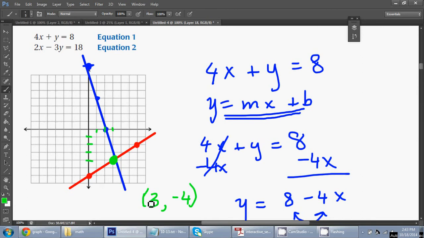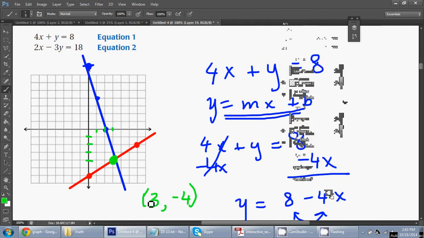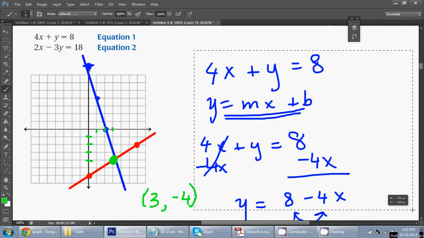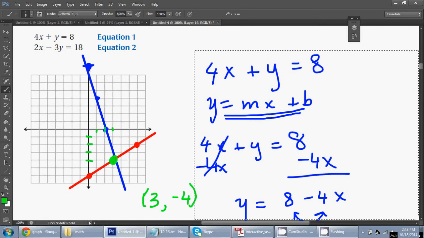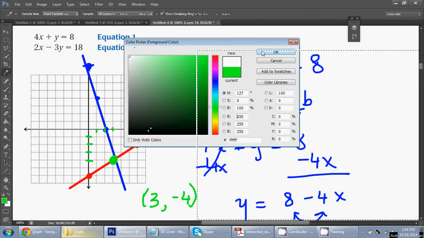So now you don't have to guess that you did it correctly. You can actually go back and check your answer. And so how do you check your answer? Well, it's very easy. I'll show you how right now. So what you can actually do is you can take that point that you found, 3, negative 4, and plug it into each of the equations. And it should work on both equations. If it doesn't work on both equations, you know you did it wrong. But if it does work on both equations, you know you did it right.